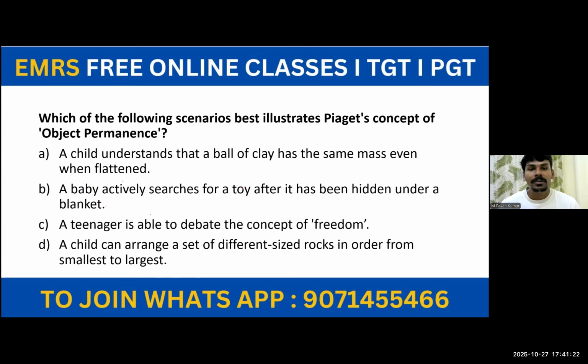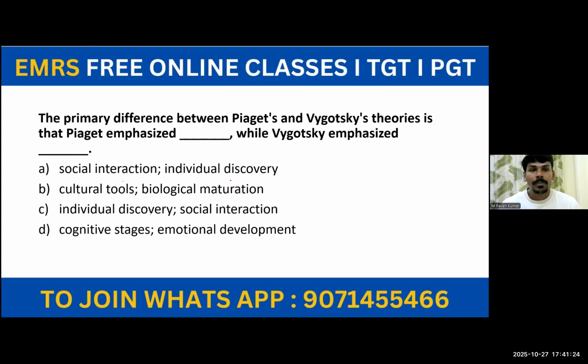Moving on to the next question. The primary difference between Piaget and Vygotsky's theories is that Piaget emphasized dash while Vygotsky emphasized dash. First one, social interaction, individual discovery. Second, cultural tools, biological maturation. Third, individual discovery, social interaction. Fourth one, cognitive stages, emotional development.